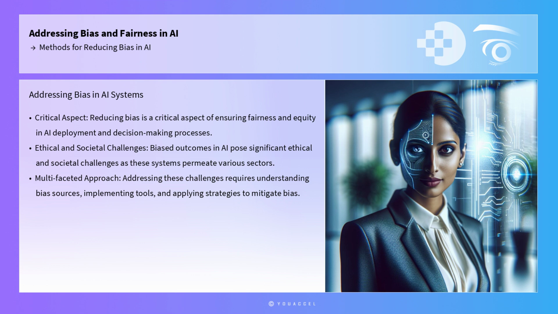Reducing bias in artificial intelligence systems is a critical aspect of ensuring fairness and equity in their deployment and decision-making processes. As AI systems increasingly permeate various sectors, the potential for biased outcomes poses significant ethical and societal challenges. Addressing these challenges requires a multifaceted approach that includes understanding the sources of bias, implementing practical tools and frameworks, and applying step-by-step strategies to mitigate bias effectively.